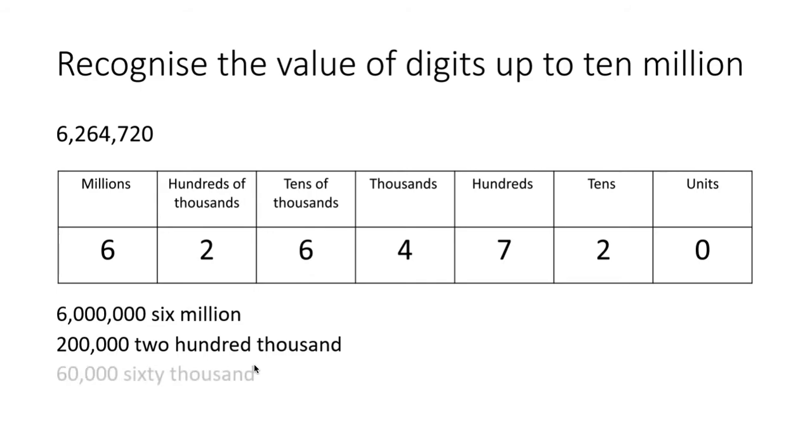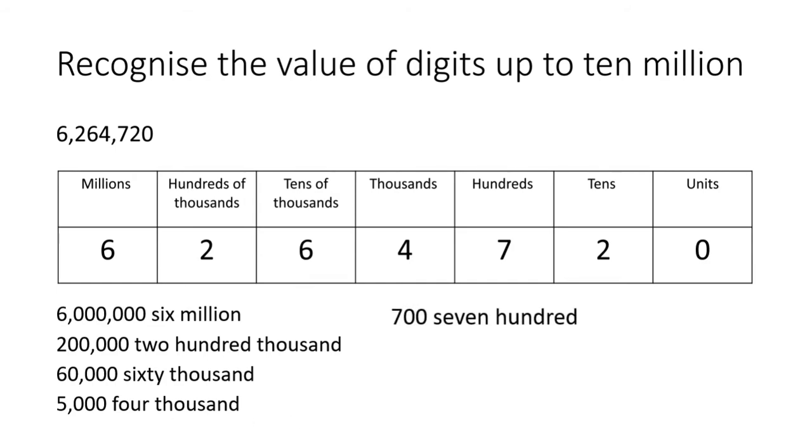6,200,000, 60,000, should be a 4 there, 4,700, 2 tens, and no units, 0 units. It's incredibly important still to have that 0 there, because if we got rid of it here, this number would suddenly look a lot smaller, and the 6 would appear in the hundreds of thousands column rather than the millions column.